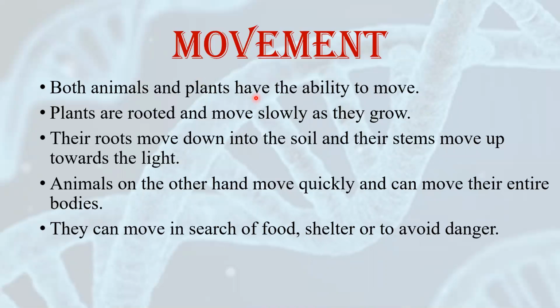The movement of a plant is restricted. They cannot change places. The movement is very slow, so you cannot observe the actual movement, but they do show movement. They are rooted and they move slowly as they keep growing. Their roots move down into the soil and their stems move up towards the light. Animals, on the other hand, move quickly and they can move their entire bodies. But plants cannot move their entire bodies, they can move only some parts. They show bending movement, opening and closing of flowers, and various other movements. Animals move in search of food and in search of shelter. Shelter means a place to hide in or to live in or to avoid danger.